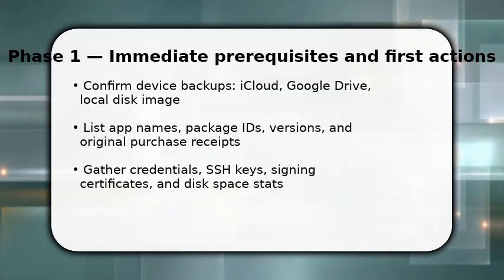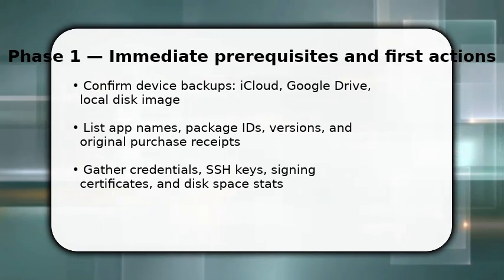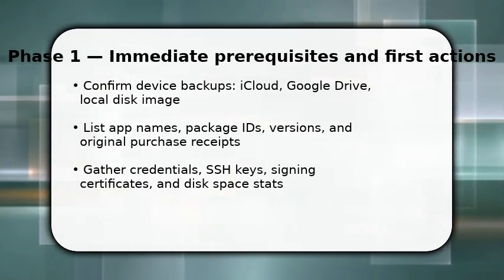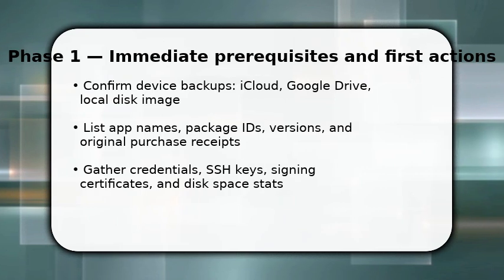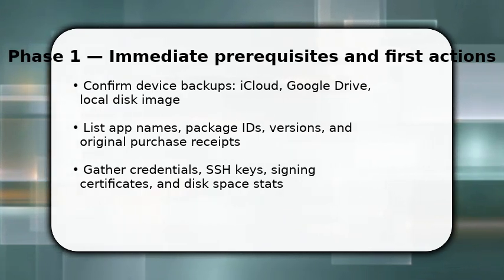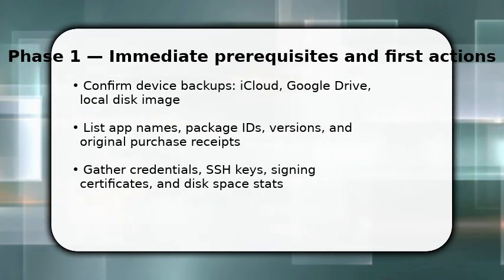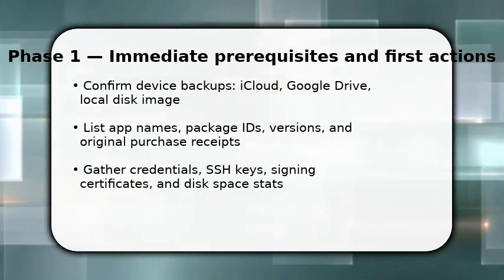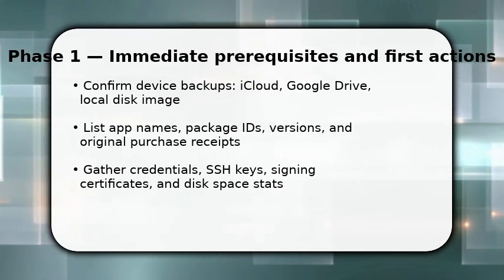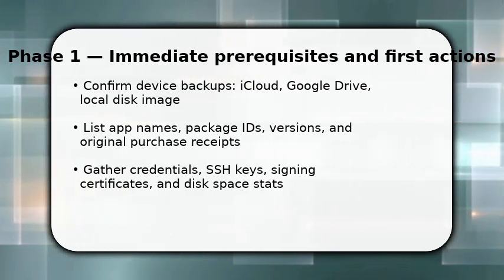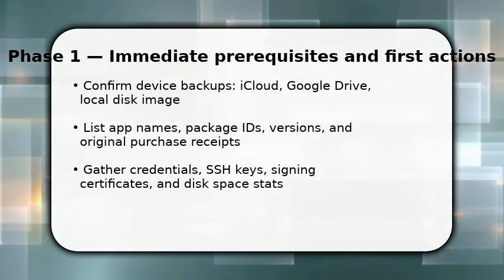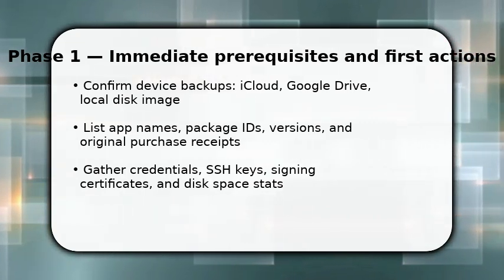You start by verifying prerequisites, backups, credentials, and enough disk space. Once done, catalog each app by name, package ID, and version so you know exactly what to retrieve. Next, check whether you have original signing certificates or developer keys. Without them, you cannot reinstall sign builds. If you lack certificates, prepare to rebuild from source or use trusted alternatives.